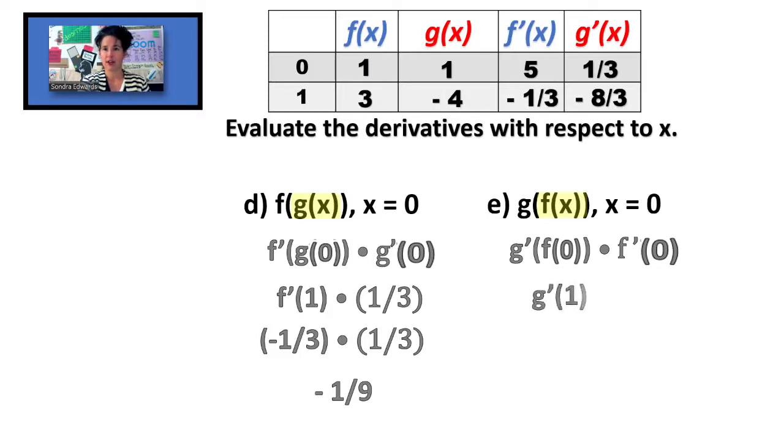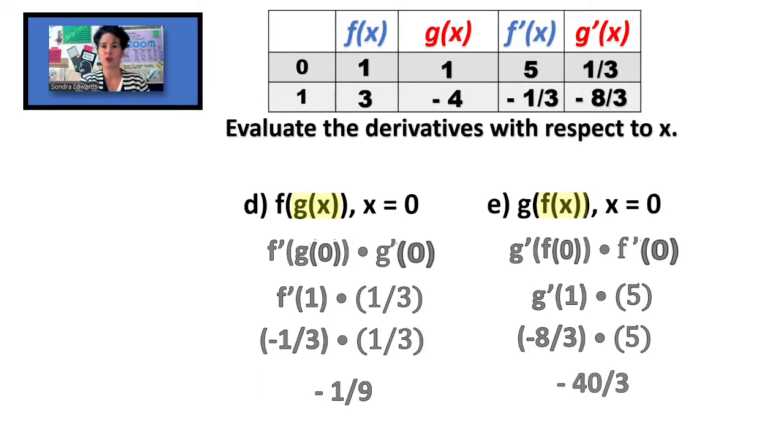So there are my values. Next, I can find g prime evaluated at 1. So go across from 1 until I get to the g prime, and I get negative 8/3. So now we have negative 8/3 multiplied by 5, which is 5 over 1, numerator times numerator, denominator times denominator. We get negative 40 over 3.